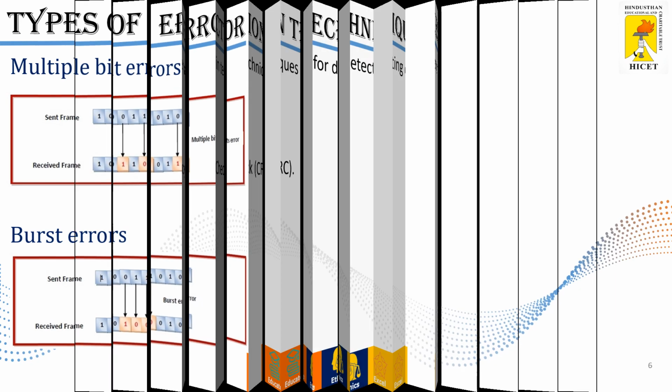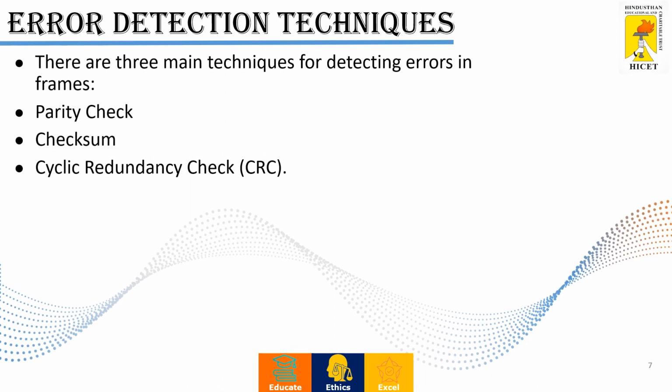Let us move on to error detection techniques. Error detection involves checking whether any error has occurred or not. There are three main techniques in the error detection mechanism. They are parity check, checksum, and cyclic redundancy check.